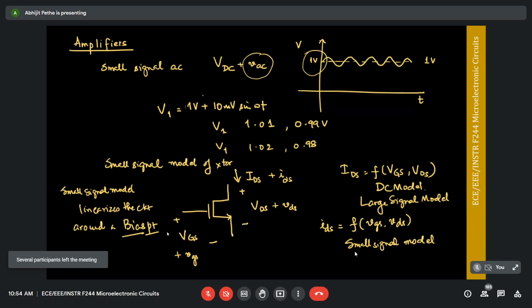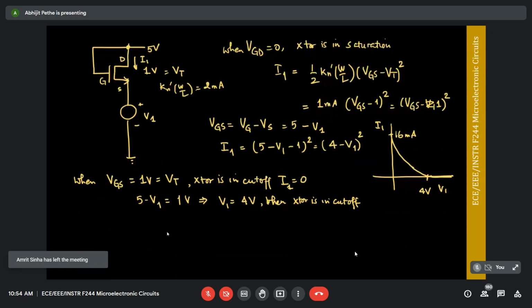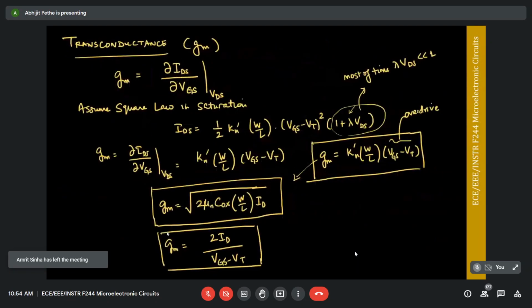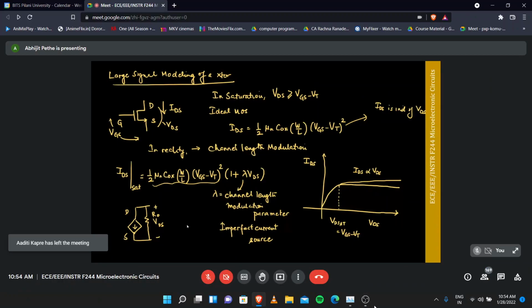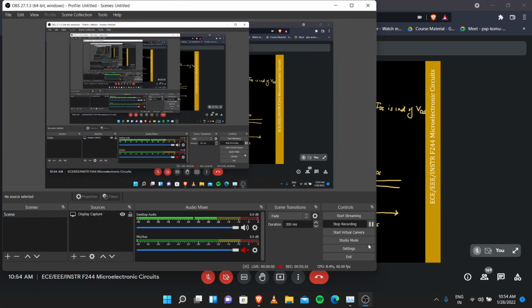So can you show the first slide? Also, sir, I don't understand this: IDS in a DC model is a function of capital VGS, capital VDS. You're assuming them to be constant DC.